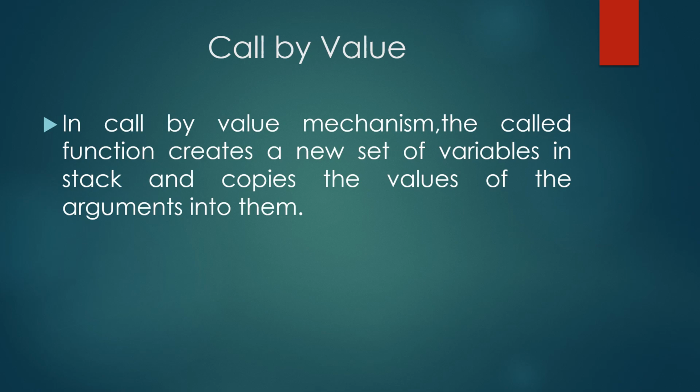The function can be called in two ways. One is call by value and another one is call by reference. First one is call by value. In the call by value mechanism, the called function, the function which is called, creates a new set of variables in the stack. Stack is nothing but the memory, and copies the value of the arguments into them. So whatever memory is created, that argument has been copied to that memory.